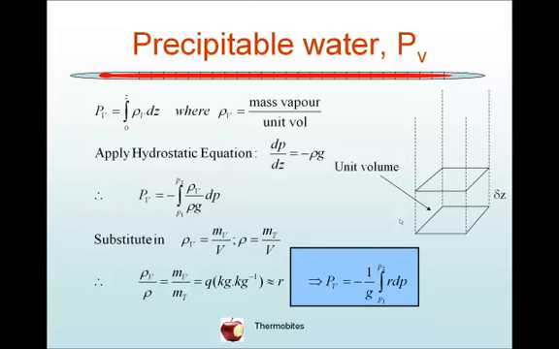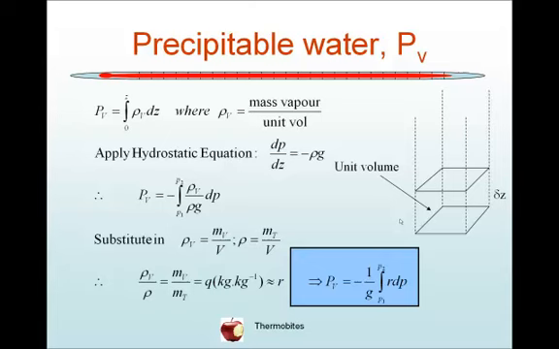We can then substitute for rho V and rho using the definitions of density, mass divided by volume, and the volumes of course will cancel, and we end up with rho V on rho equal to mV on mT, the total mass of air, which is a definition of the specific humidity in kilograms per kilogram. We've seen in another video that we can approximate the specific humidity by the mixing ratio, with an error typically of about 4%.